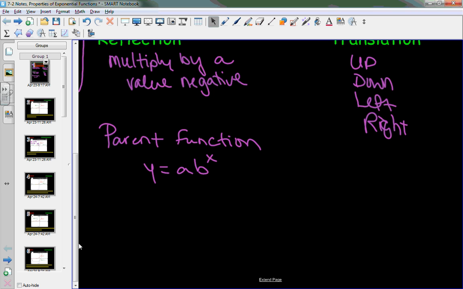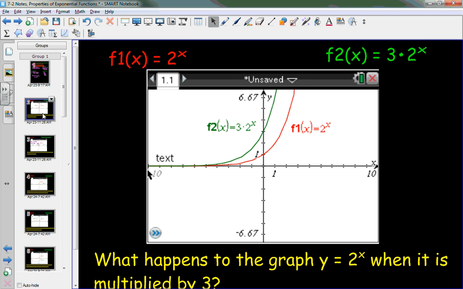Now, are we ready? You do not have to write all this stuff down. All you have to do is write down the equations to compare them. So here I give you 2 equations, f of x equals 2 to the x, and f2 of x equals 3 times 2 to the x. Now my question to you is what did we do with it?